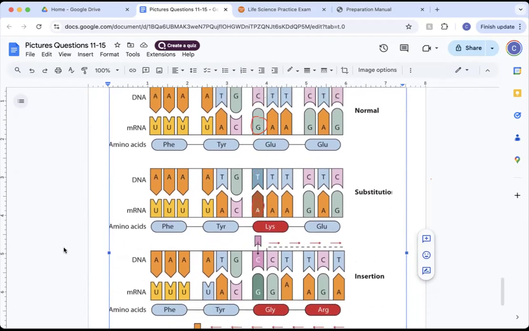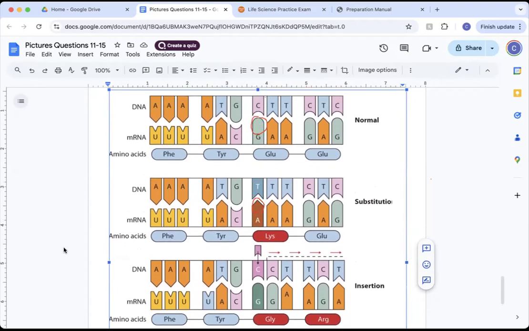So now let's scroll down and look at, let me erase these that I did. Okay, so now we're going to look at insertion here. Now instead of substituting, we're going to add in an extra base. So here you can see we have CTT in our normal. Here's our normal, CTT. Now they're adding in, here's our original CCT. Now they're adding in this extra C. So they've inserted that.